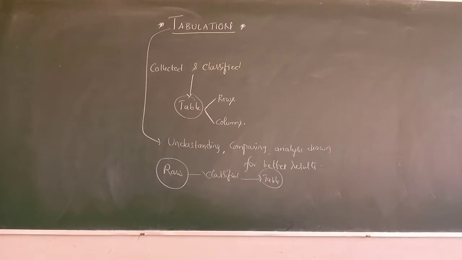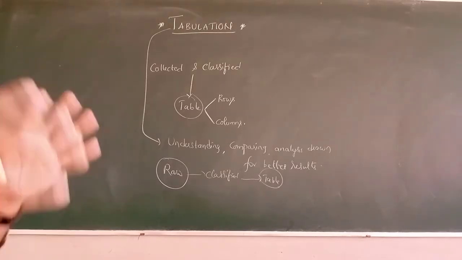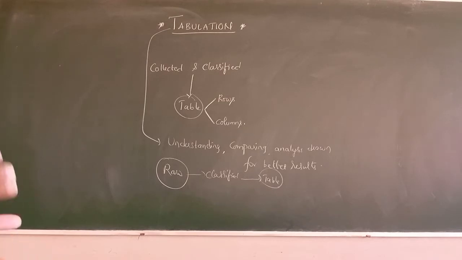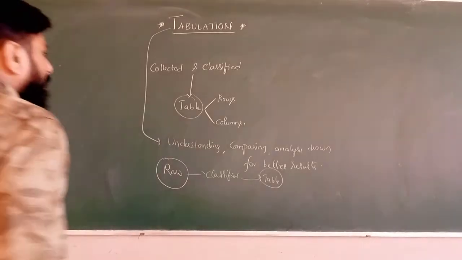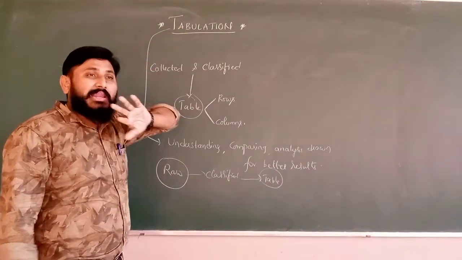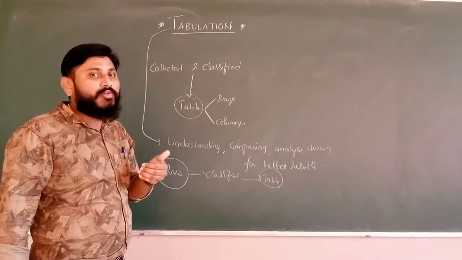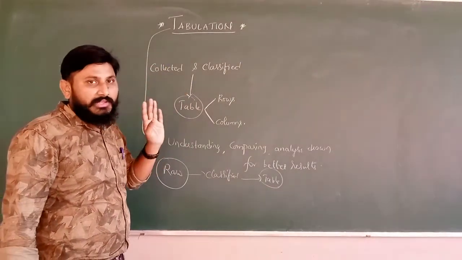For every investigator, if the data is very huge, rather than observing raw data, if he classifies the data and arranges it in tabulation form, then the analysis, comparison and understanding by the layman, the common man, will become very easy and orderly. Remember that. Before tabulation, data are classified and then displayed under columns and rows. So in this concept, the classified data only we are representing in the form of rows and columns. Clear?